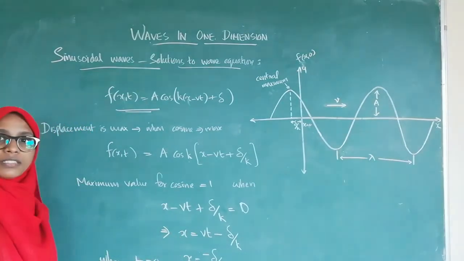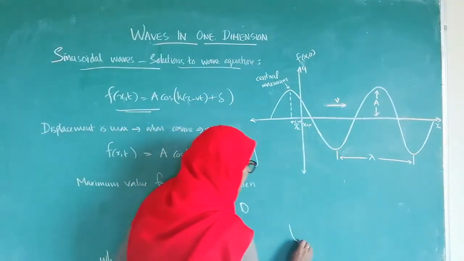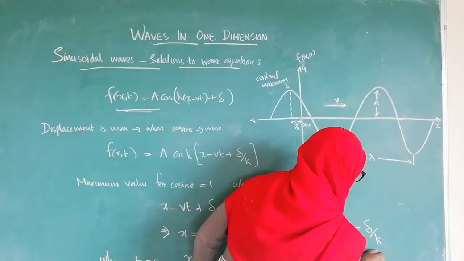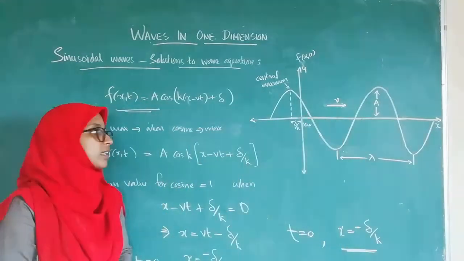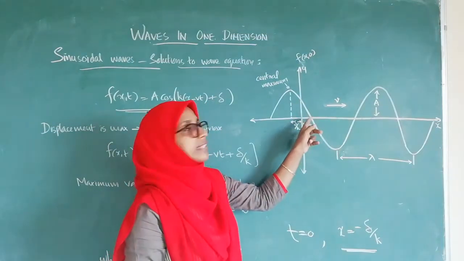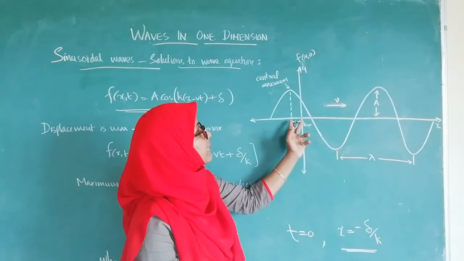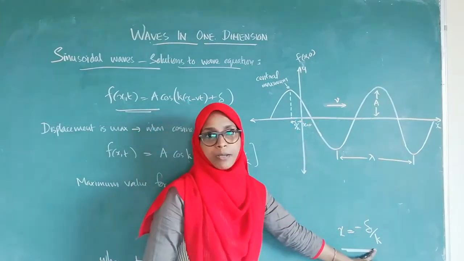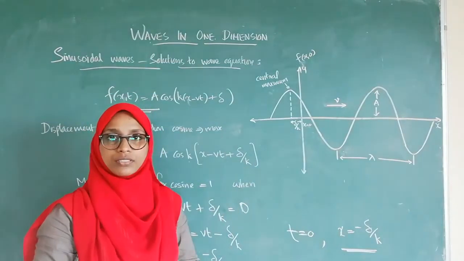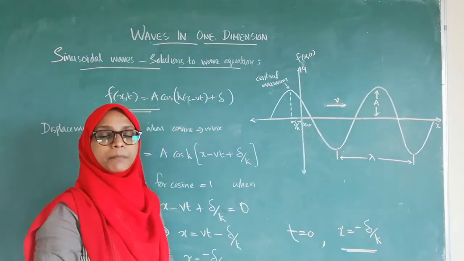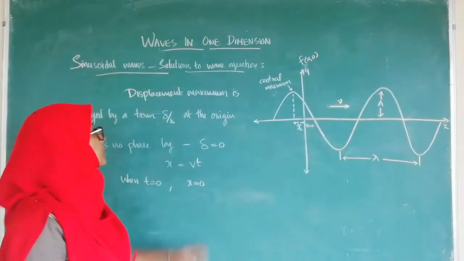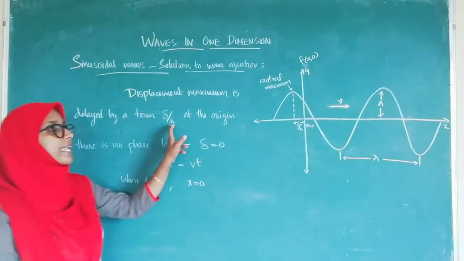And also, when t is equal to 0, from this equation we can write x is equal to minus delta by k. Look at this figure. This is the displacement difference between the central maximum and the origin. That is, at t equal to 0, the central maximum is just before the origin by a term minus delta by k. So, this difference is minus delta by k, or simply delta by k along the negative direction. That is, the central maximum is delayed by a term delta by k from its origin.